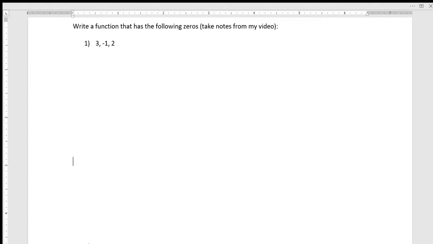Our next task is to write a polynomial function with the following zeros. So we're going to take the zeros, and from the zeros we'll build the factors. So one of our zeros is 3. So we set the equation x equals 3. The other zero is x equals -1, and the third zero is x equals 2.